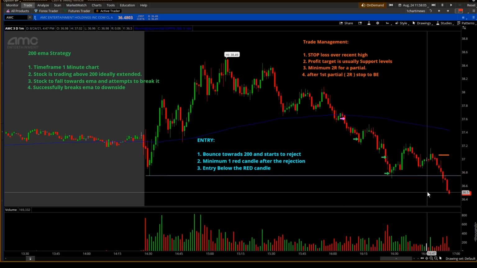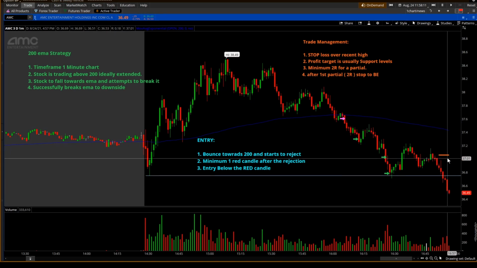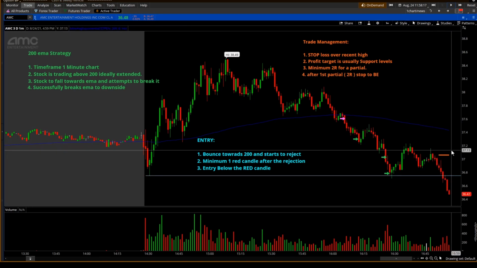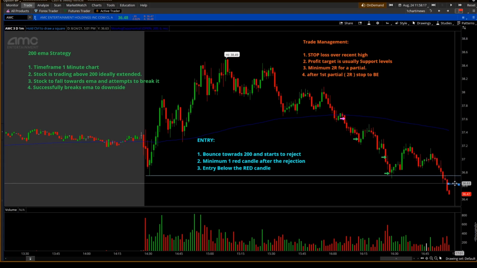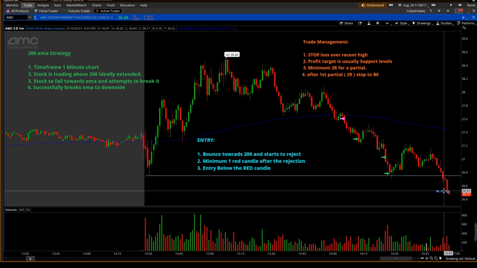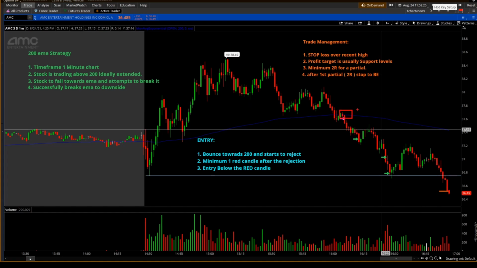If the stock has given me this much, 36.50s, I probably would have taken everything out. If I didn't have a runner. If you did have a runner, you can just trail stop it. But for the purpose of the video, I'm just gonna take everything out around 36.50s, and I am done with the setup.